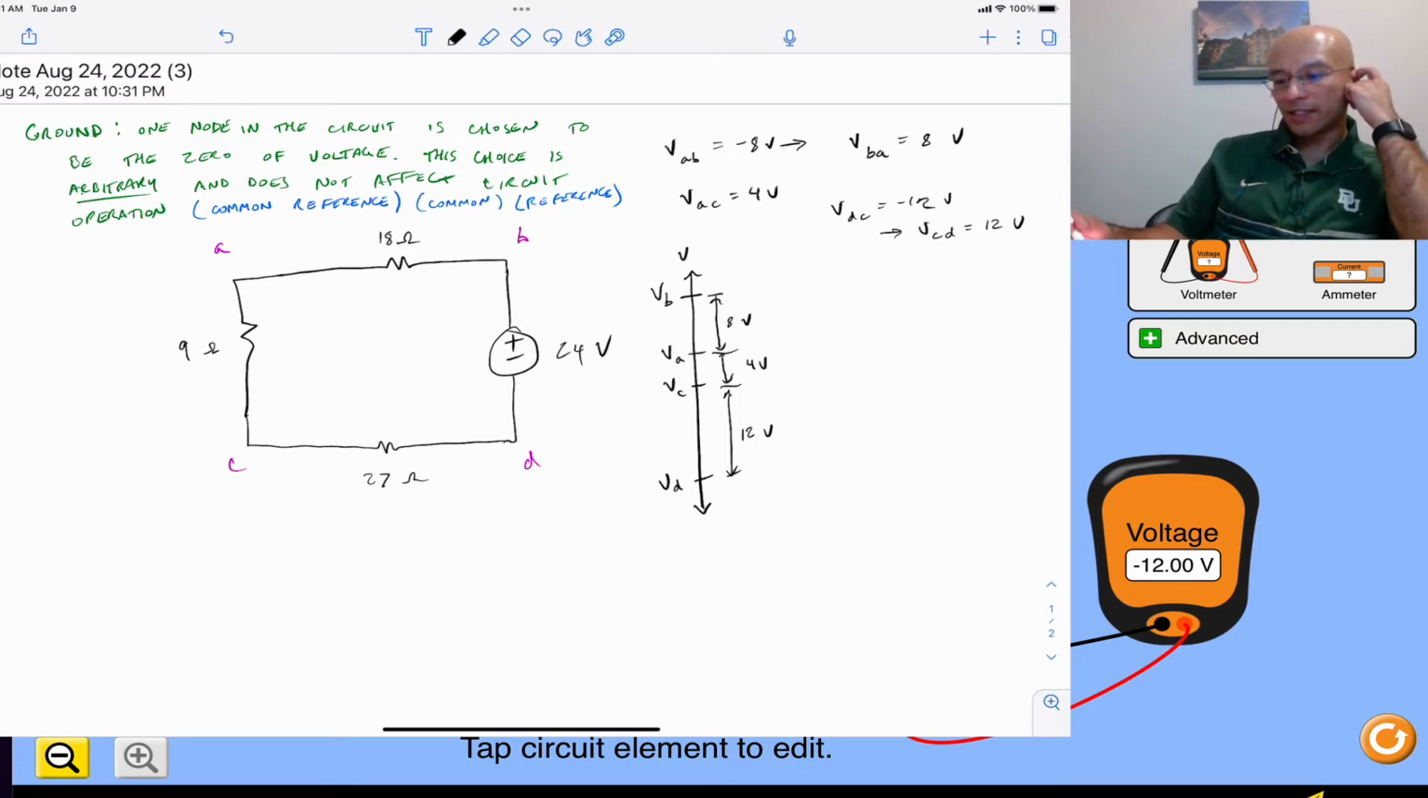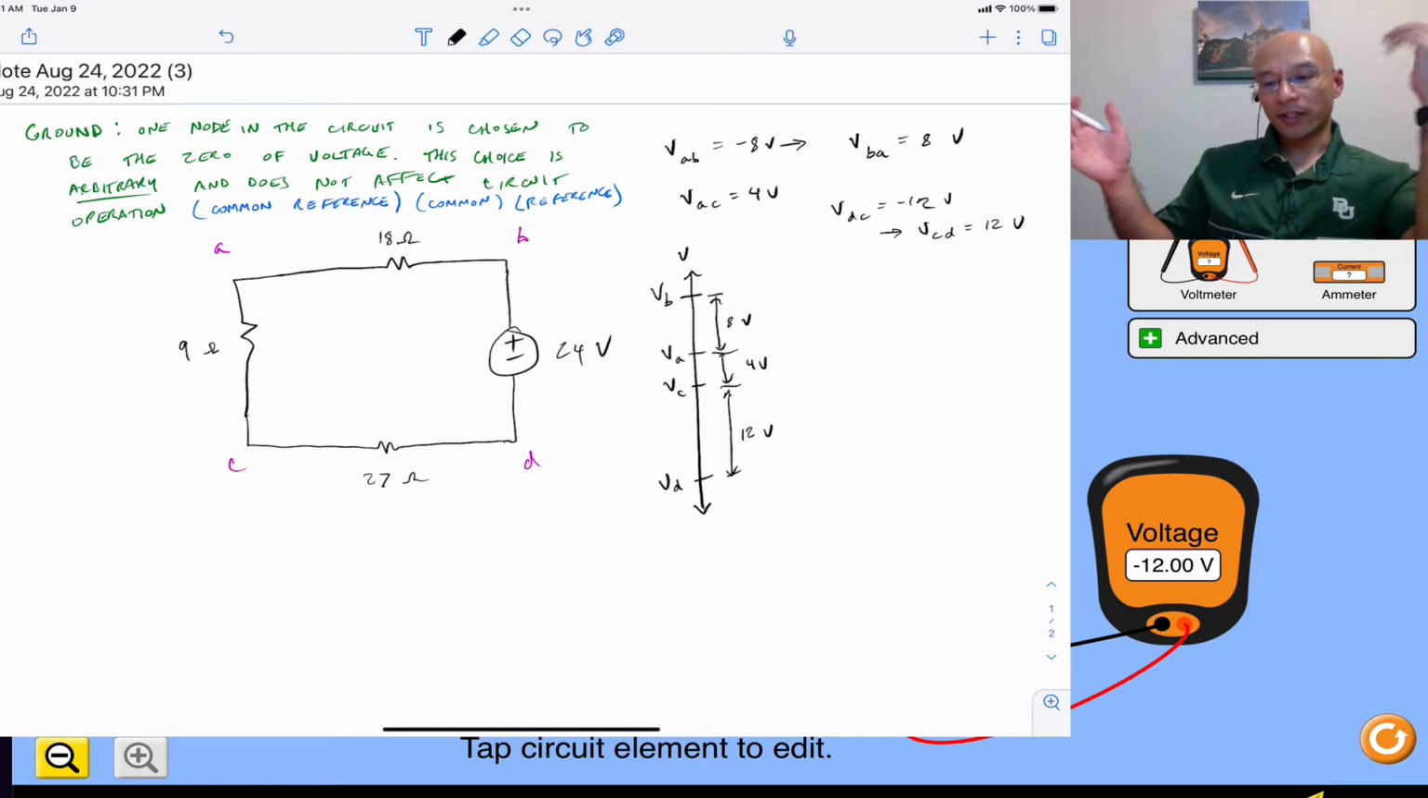Now, we can't really assign a value to these variables VA, VB, VC, and VD. We simply can't because there's no intrinsic voltage for these points. But if we introduce a ground, we can define a single subscript voltage. A ground is an arbitrary node that we select in the circuit, and we're going to call it our zero voltage. So we define it to be 0. This choice is arbitrary, as I said, and it actually does not affect the circuit operation at all.